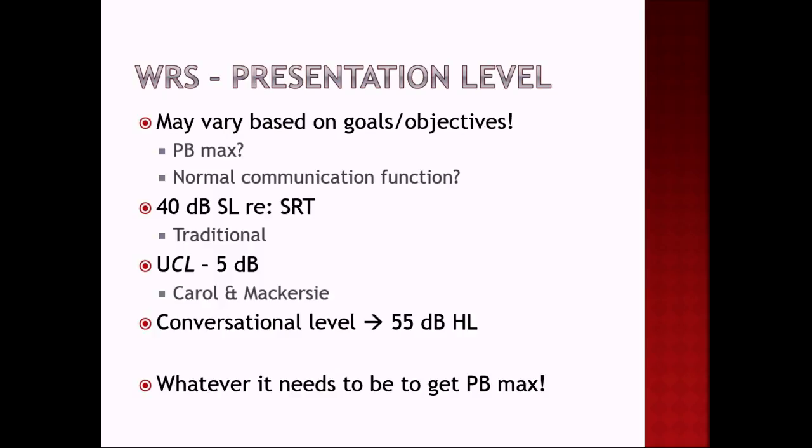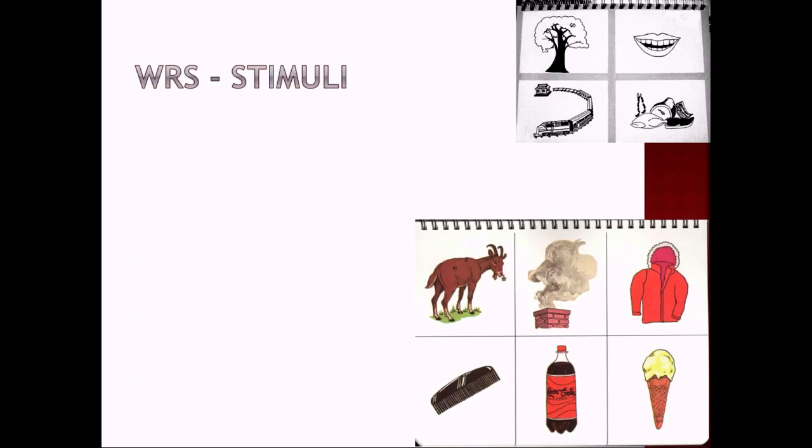A conversational level is typically going to be 50 or 55 dB HL, or whatever it needs to be to get PB Max. There's no rule that says you can only present a word rec list at one level. In fact, some audiologists advise that you're better off choosing multiple levels. If I have a patient that has hearing loss and I present at 40 dB SL and they get a score of 80%, I'll increase the intensity 10 dB and do the test again and see if I can get them to their maximum possible score.